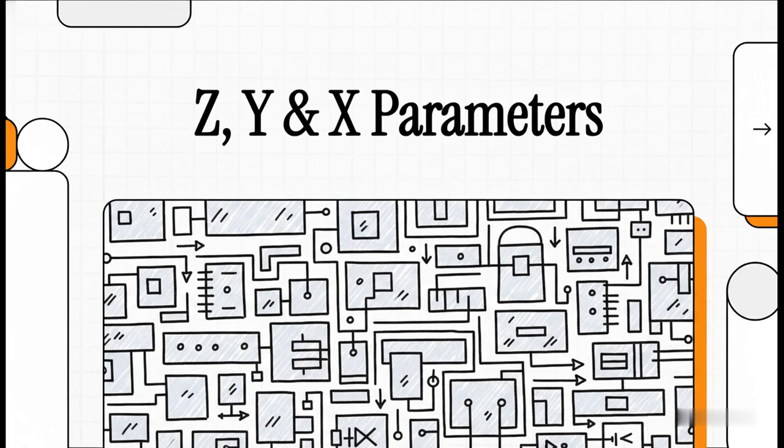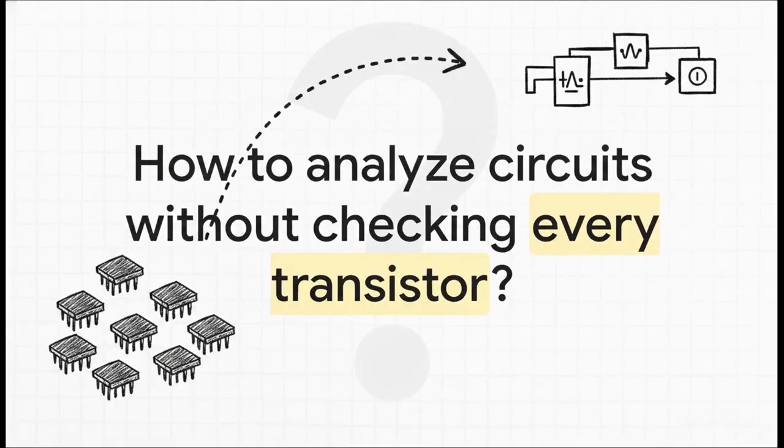If you were tasked with analyzing how a signal travels through that, and you tried to calculate the behavior of every single transistor one by one, man, that would take lifetimes, and a completely unreasonable amount of coffee. So how on earth do we actually conquer this kind of complexity? Well, today, we're unpacking the elegant mathematical shortcuts engineers use to tame all that chaos, specifically Z, Y, and X parameters. So really, how do we analyze these complex VLSI circuits without checking every single component?